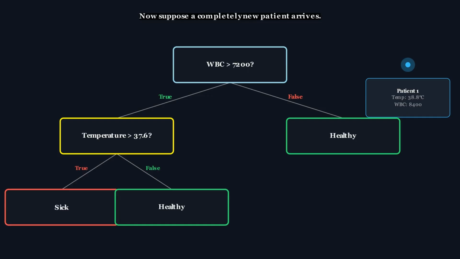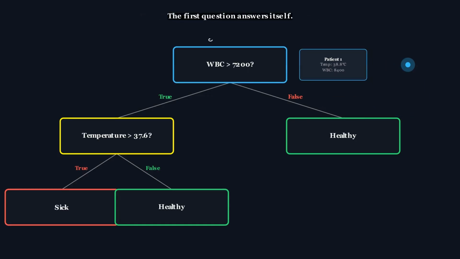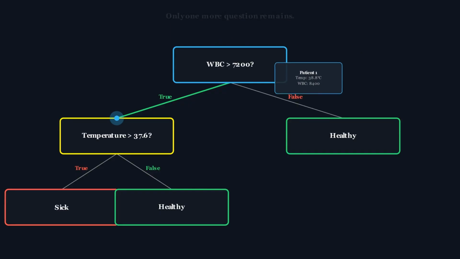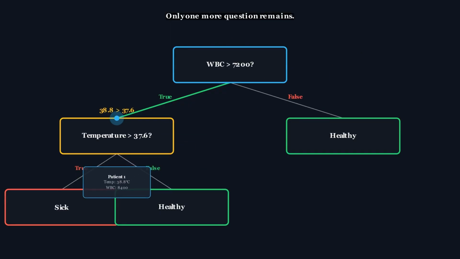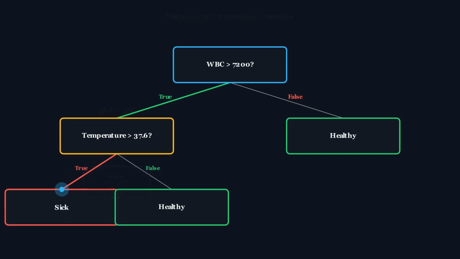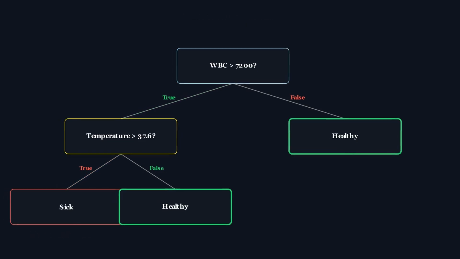Now let's take a closer look at how the decision tree evaluates. The first question, is 8400 greater than 7200? If the result is yes, the answer is clear. Follow the next branch. Now the patient meets a second decision point. Is the temperature greater than 37.6 degrees Celsius? As 38.8 degrees Celsius is greater than 37.6 degrees Celsius, the answer is true and it follows branch 2. As there are no more questions to ask, it has a diagnosis and it gives the answer that the patient is sick. We had one patient, two questions and one prediction. Now watch what happens with more patients.